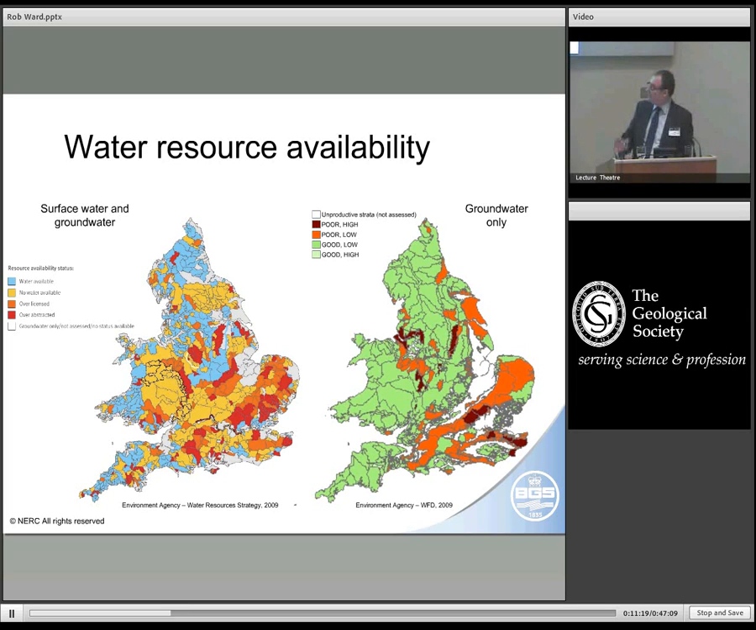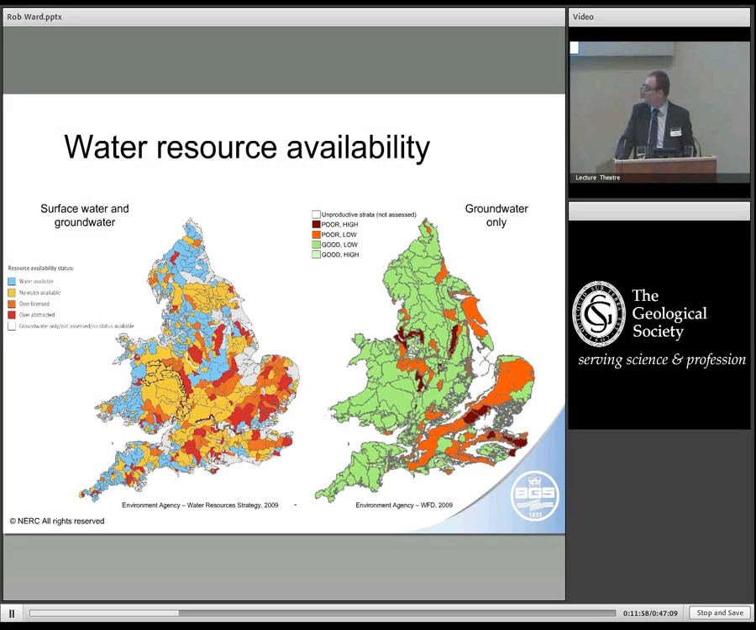And the map on the left is from the Environment Agency's Water Resource Strategy from 2009, and the agency manages the water environment, as I've said already, and it manages the abstraction of water from both surface water and groundwater in an integrated way through the catchment abstraction management strategy process. And the map shows those areas based on their assessment where water is available for licensing, where it's over-abstracted or where it's fully licensed.